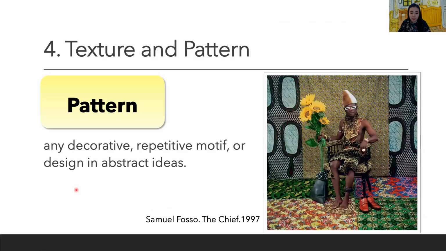And pattern. So pattern is any decorative, repetitive motif or design in abstract ideas. So as such, the elements of a pattern repeat in a predictable manner. A geometric pattern is a kind of pattern formed of geometric shapes and typically repeated like a wallpaper design like this, or carpet.